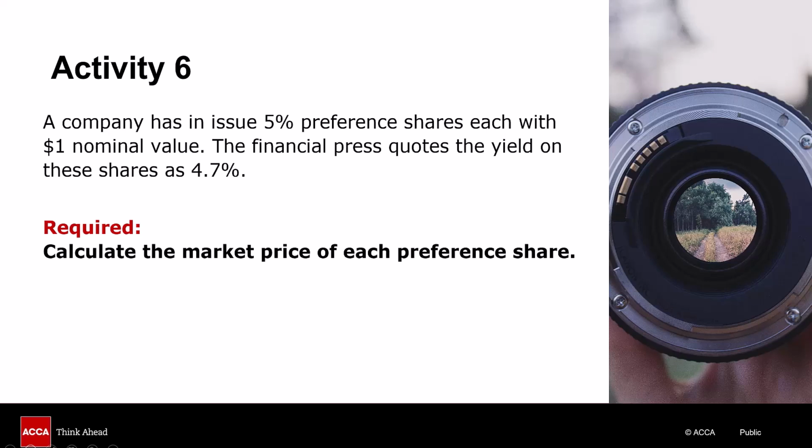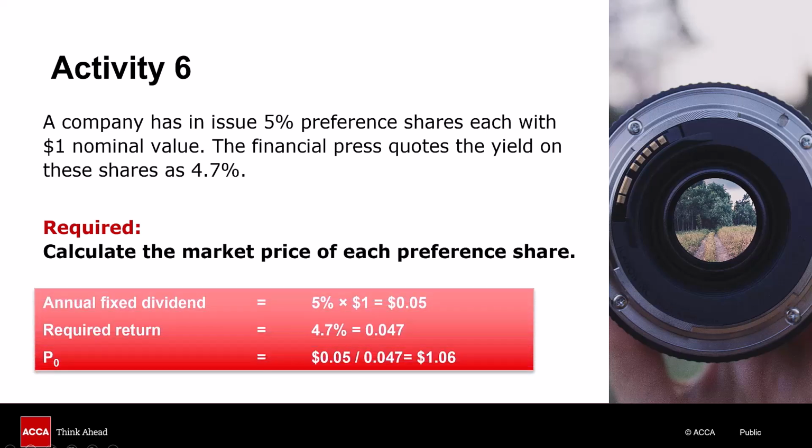So this is how we do this answer. We first of all calculate the annual fixed dividend, and that will be 5% of that nominal value, which is 5 cents, or 0.05 of a dollar. You should always put it into dollars, as cents make no sense. The required return of 4.7% needs to be converted to a decimal, and that's 0.047.